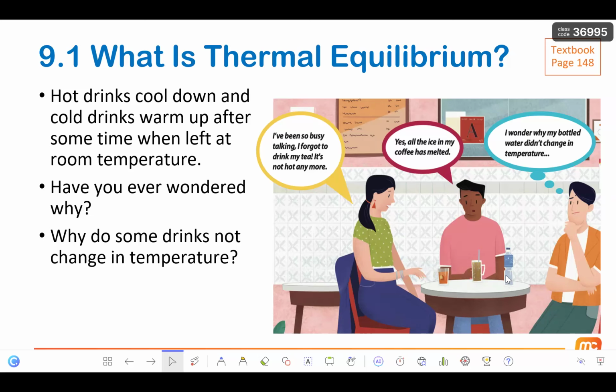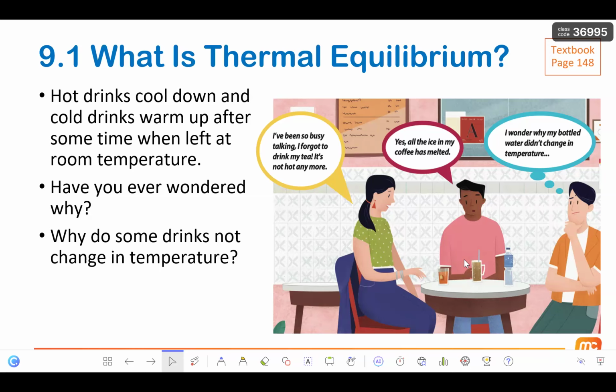So they were chit-chatting, and after that, the lady realized, oh, I was so busy talking that I forgot to drink my tea. It's no longer hot anymore. So the hot tea has cooled down. On the other hand, the pink guy was thinking, oh, all the ice in my coffee has melted.